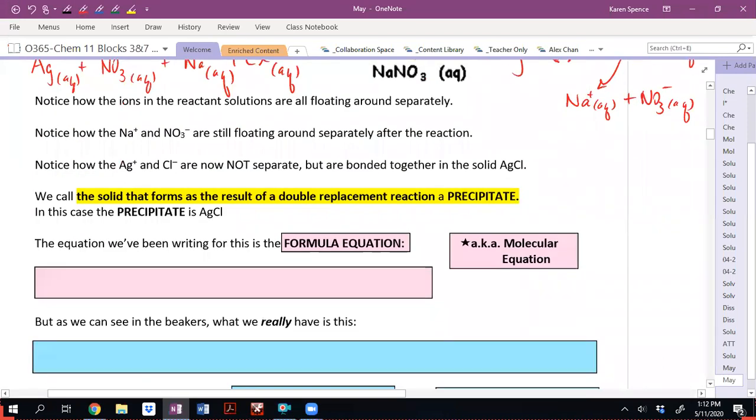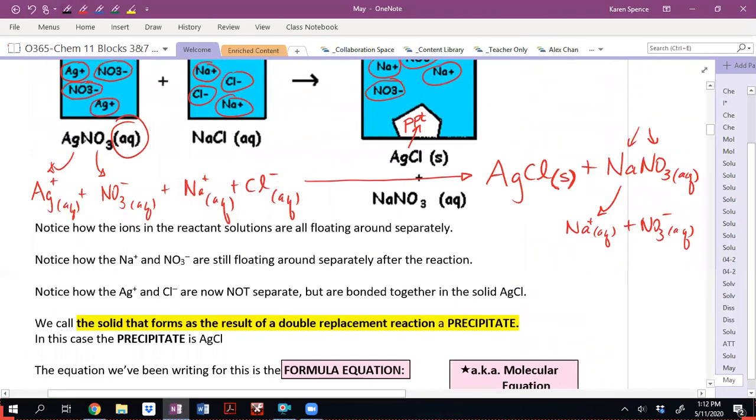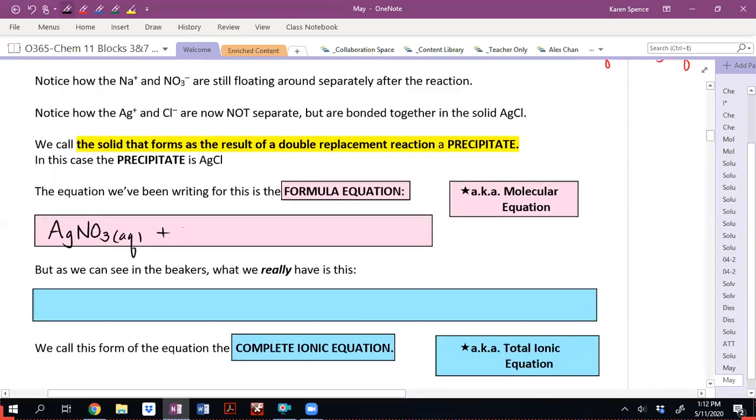First thing we're going to do is write the formula equation, which is the one we've always been writing. We had silver nitrate. So we're writing the formula of the compound, and it is aqueous. We're going to write the formula of our other compound, and our other compound is sodium chloride.